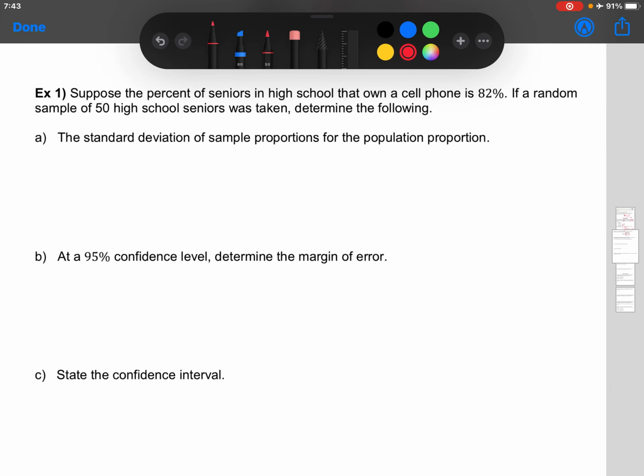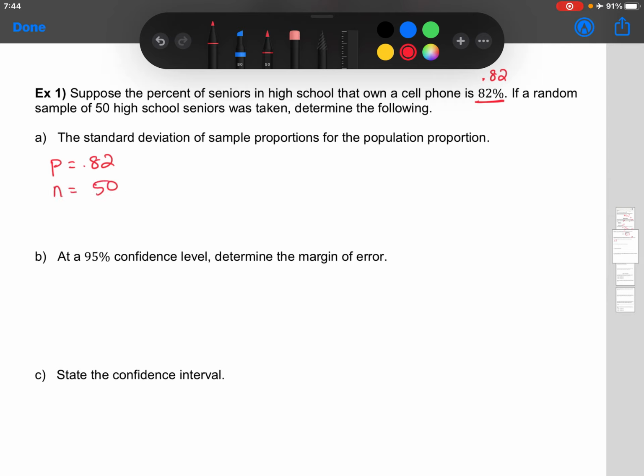So today, for example 1, I actually broke it down into subparts. Eventually, they won't break it down, and you'll have to figure out that you have to go in a certain order. And you have done similar questions with sample mean, but today we're going to do sample proportion. So suppose the percent of seniors in high school that own a cell phone is 82%. 82% can be written as 0.82, right? And that would be my P. If a random sample of 50 high school seniors was taken, determine the following.